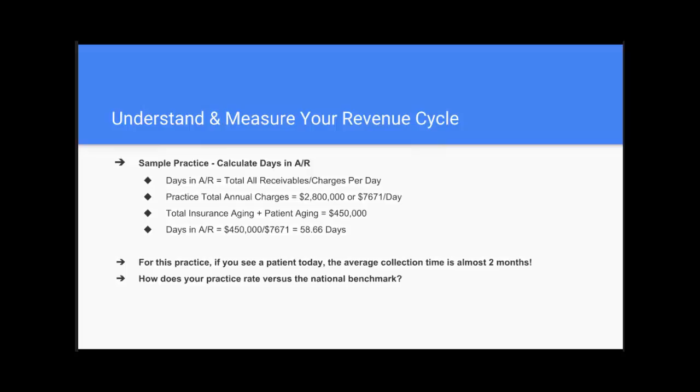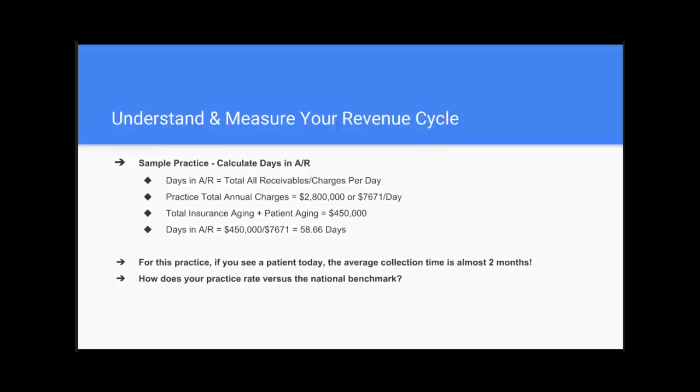First of all, of course, you know what your total AR is. That is all the receivables, insurance and patient. But your charges per day is calculated by taking the total annual charges. And for my sample practice here, it's $2.8 million for the year. I divided it by 365 days to come up with $7,671 a day. So on average, my sample practice is charging that much per day.